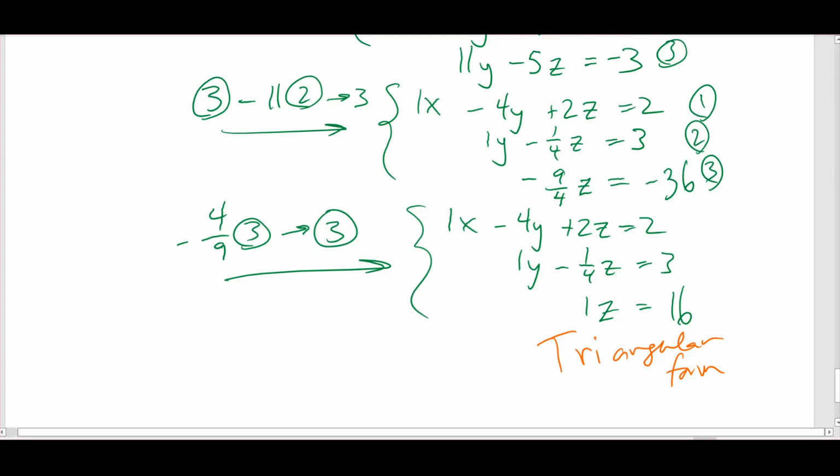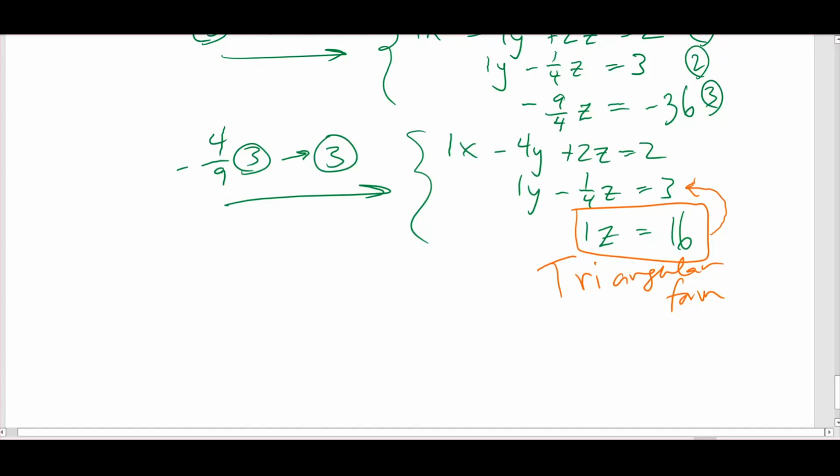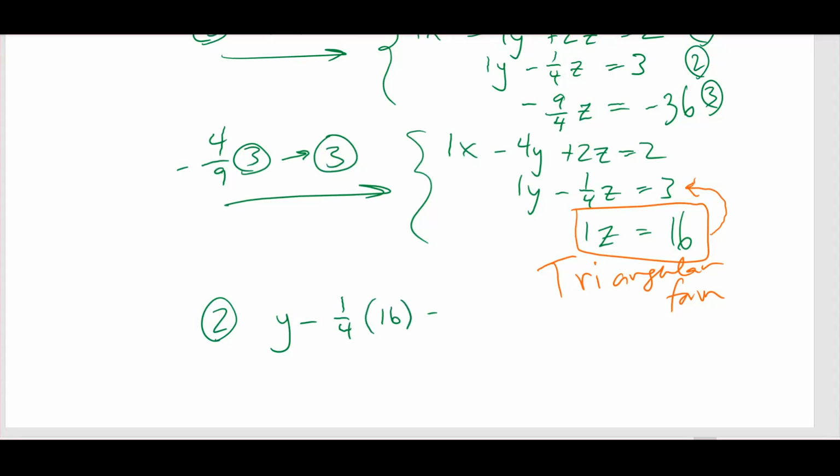That's wonderful. Now the beauty of this is that one of our variables is solved for, and now that I know that that's 16, I can put z equals 16 back into row 2. So we can write that out, and we can come up with a solution really quickly. So row 2 is y minus 1/4 times z equals 3. So I got y minus, what is this? 16 divided by 4 is 4, equals 3. So that means y is 7.